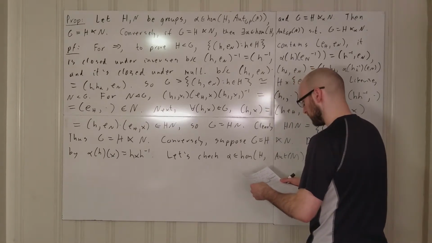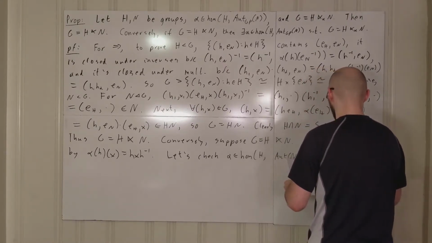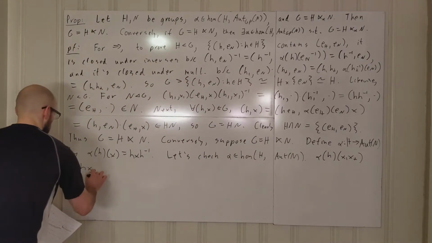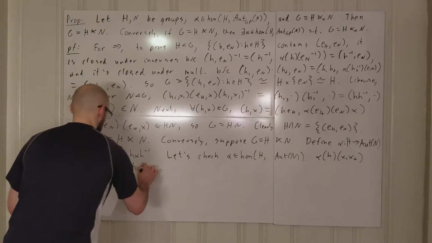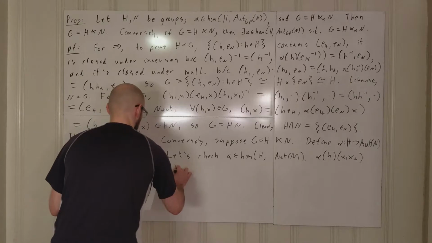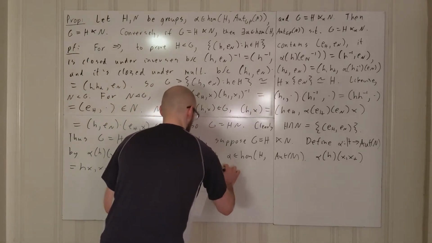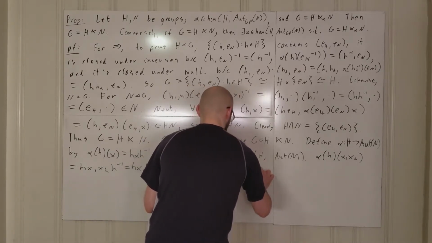Okay. So for any h, alpha h of x1, x2 is h x1, x2, h inverse. But then here, of course, we can throw h inverse h in the middle, as we like to do, and this is just alpha h of x1 times alpha h of x2.